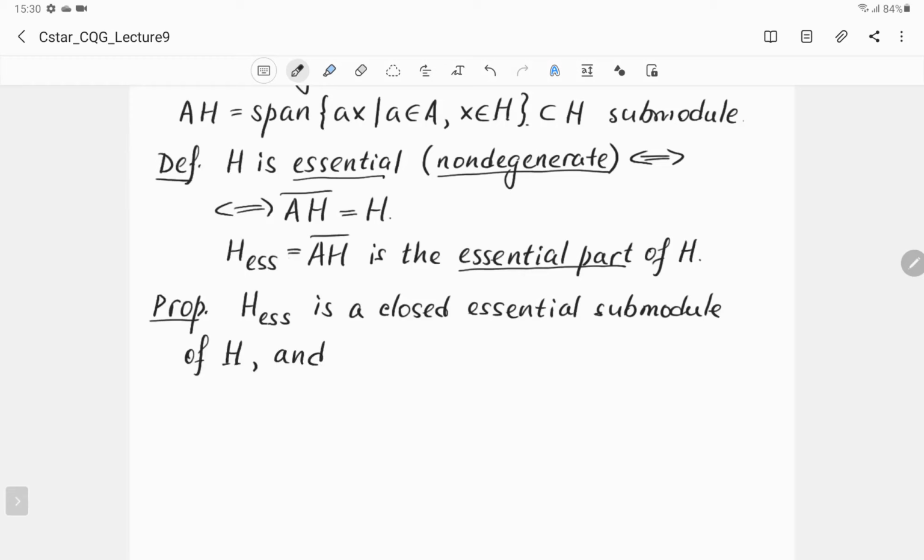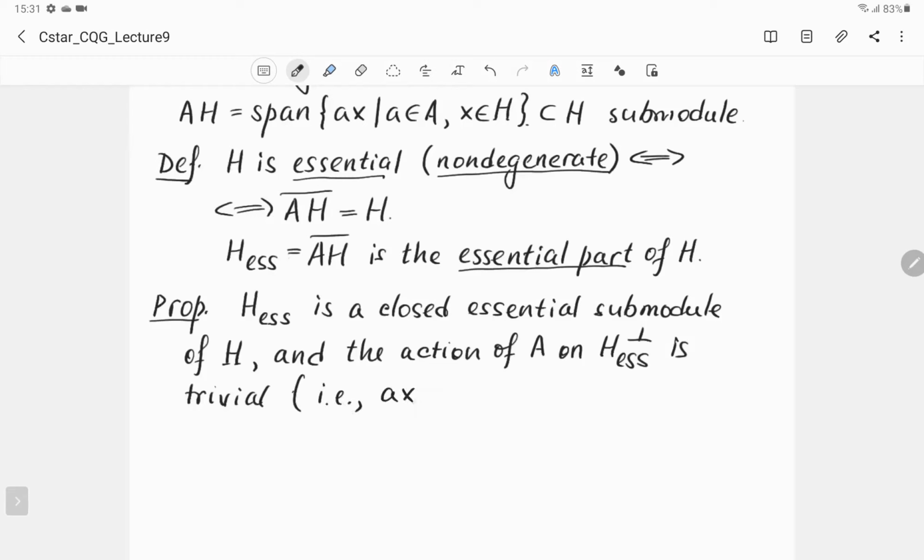And moreover, if we look at the orthogonal complement, then A acts on the orthogonal complement trivially. The action of A on the orthogonal complement of the essential submodule is trivial in the sense that ax is 0 for all a in our algebra and for all x in the orthogonal complement of the essential submodule.